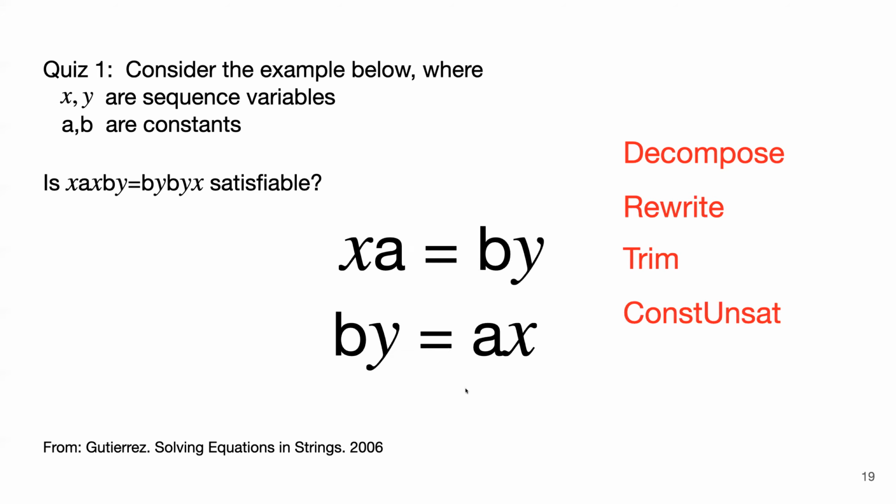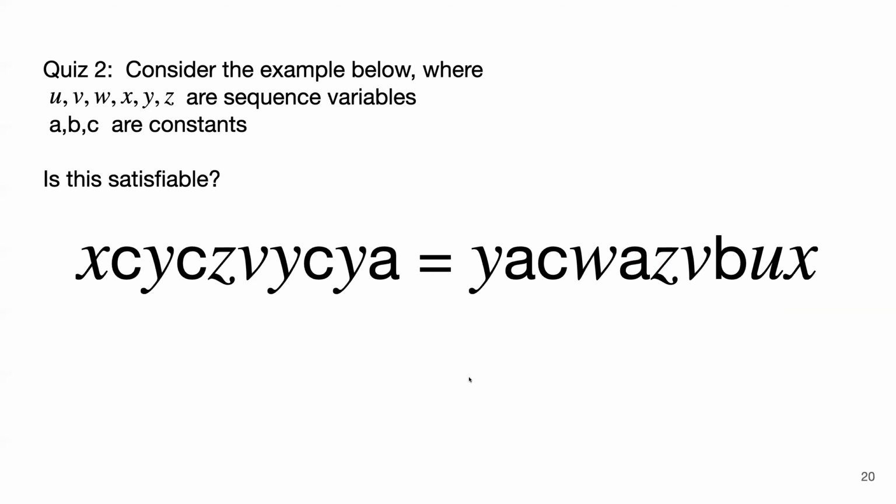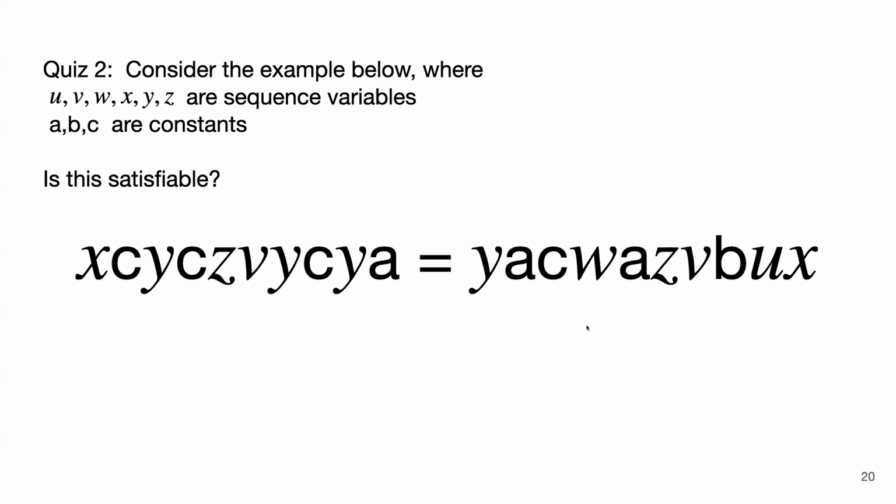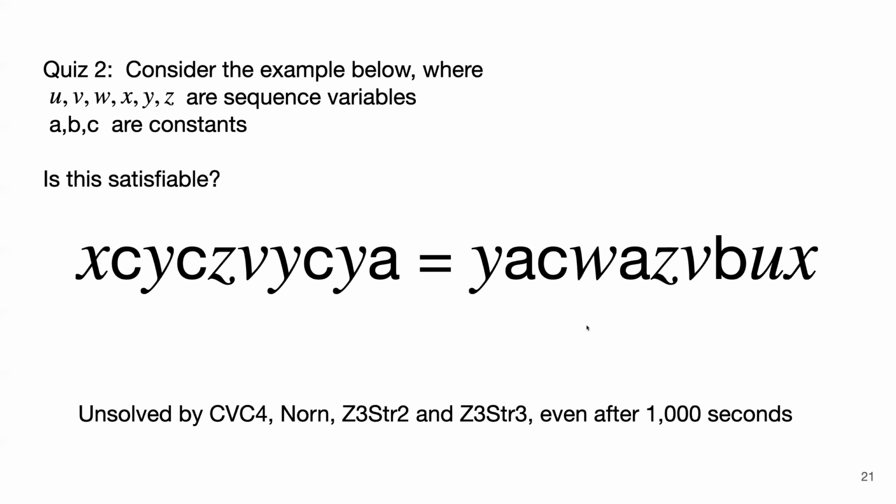So these are some of the techniques that we utilized in our tool. Let's look at this equation. This is pretty big, has 6 variables and 3 constants. And I will not ask you to solve this because it will take a lot of time. So let's ask existing string solvers. And for string solvers, because there are just 6 variables, it should be easy, right? So it turns out that's not the case.